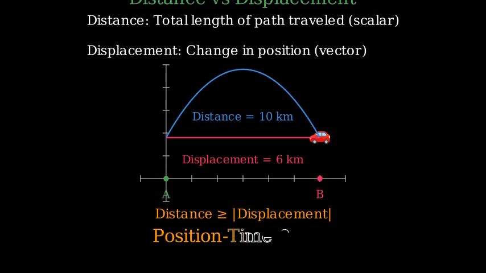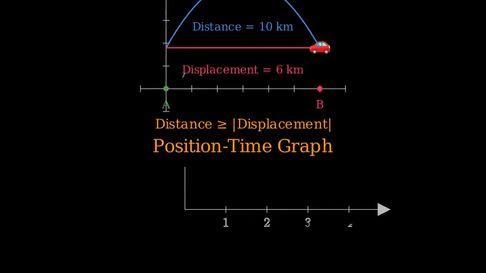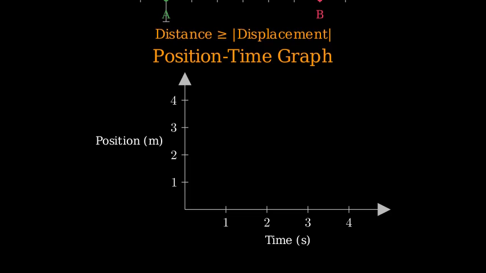Now, let's discuss how we can represent motion using a position-time graph. In this graph, we plot position on the y-axis and time on the x-axis. This allows us to visualize how an object's position changes over time. For example, this straight line represents uniform motion, where an object moves at a constant velocity.